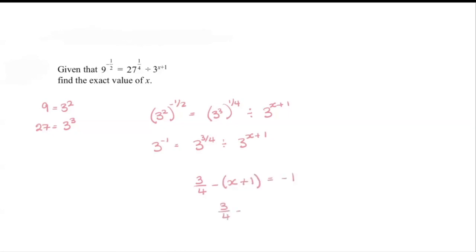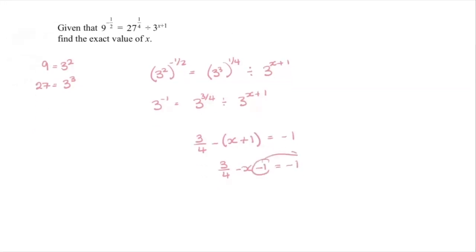Expand that bracket. And then you'll just start to rearrange that equation, get x on its own, and you will see that x is equal to 3/4. And that's it. So with that type of question, get those bases the same. Indice rules only work when the base numbers are the same. So you can't apply them unless you have that sorted out.